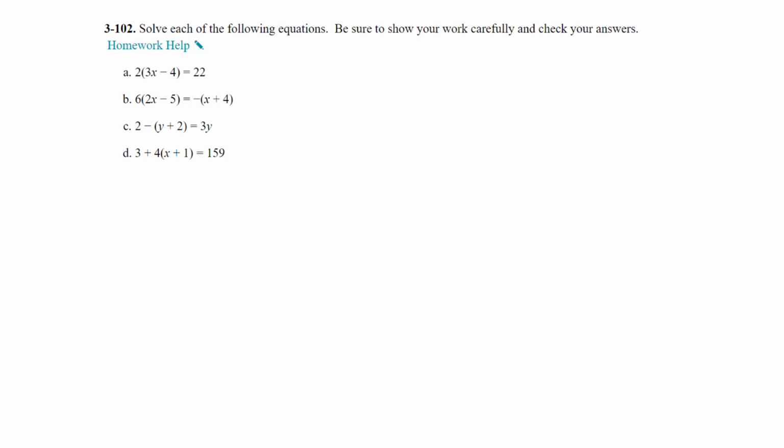Question 102, solve each of the following equations. Be sure to show your work carefully and check your answers. So on the first one, we'll use the distributive property. 2 times 3x is 6x. 2 times 4 is 8. We can add 8 to both sides.